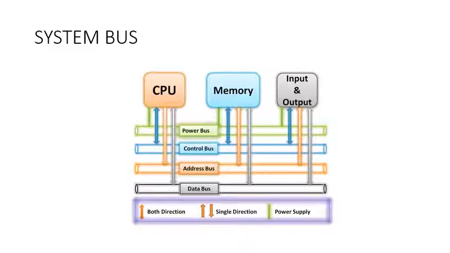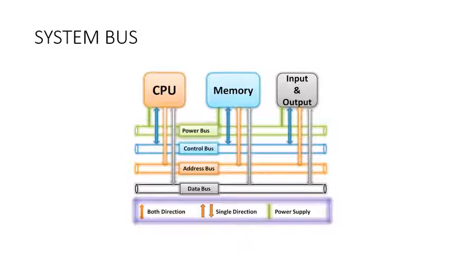There are three buses in a microprocessor: the address bus, the data bus and the control bus. The address bus is used to send addresses to the memory. It selects one of the memory locations in the memory. Its size is 16 bits. It is a unidirectional bus. It identifies a peripheral or memory location.